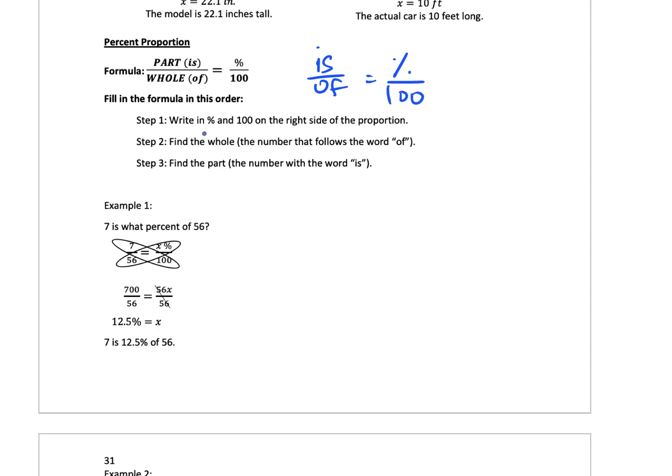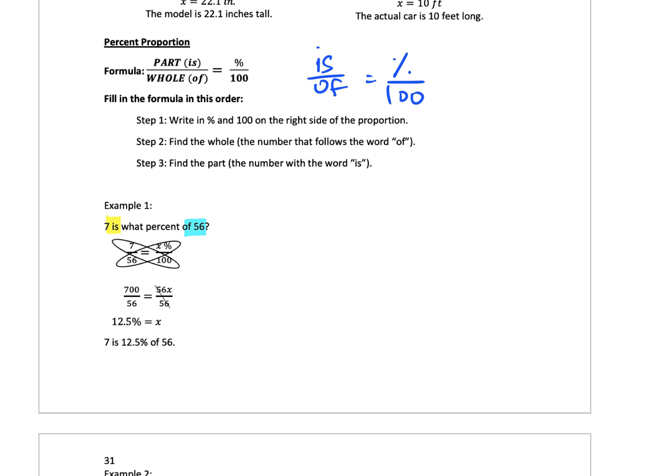So you first want to put your percent and 100 on the right side of your proportion, and then you'll find the whole number and the part number. Part goes over the whole, or is goes over of. So in example 1, it says 7 is what percent of 56? So 7 is the is part. Of 56, that's your of number.